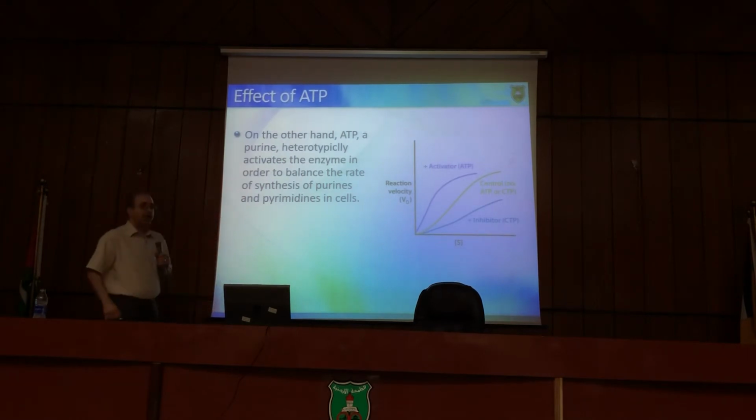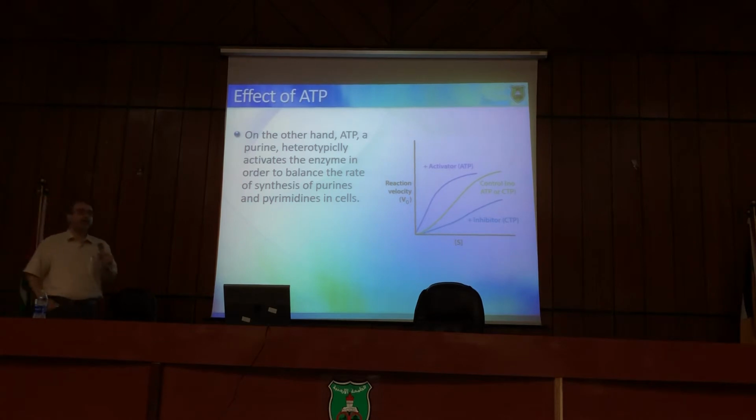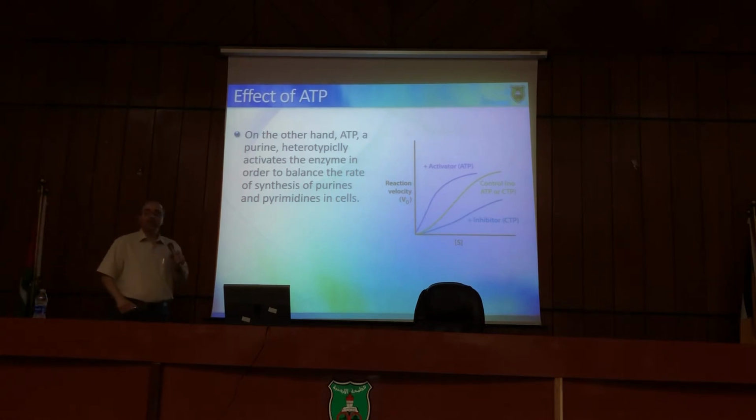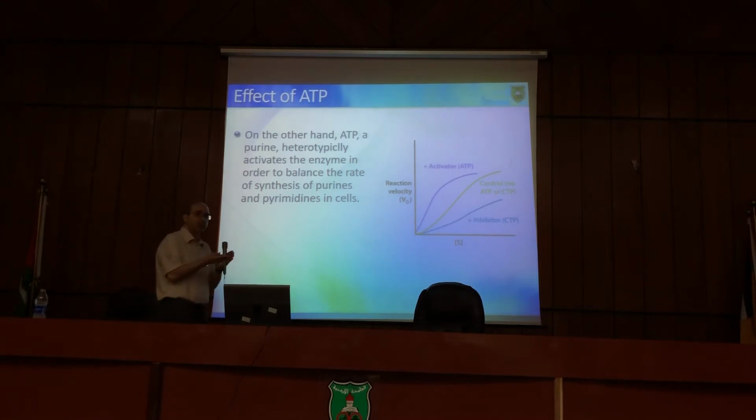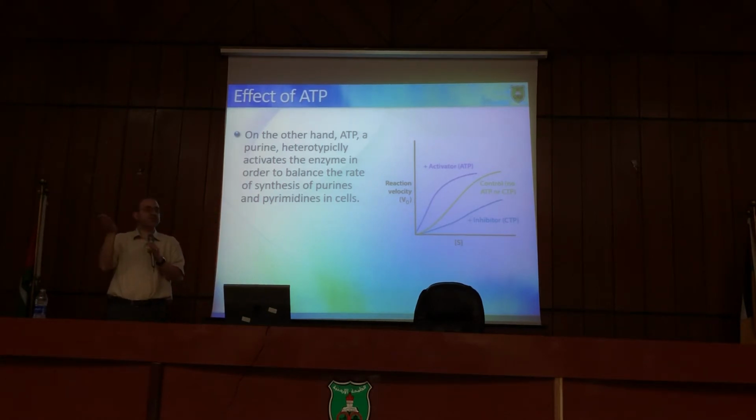Okay. Now, another regulator is ATP. Now, CTP is a pyrimidine, right? You remember that? CTP is a pyrimidine. So there should be a balance between pyrimidines and purines. There should always be a balance between these two. So when the CTP level goes up, it means that its synthesis must slow down. So it binds to the enzyme and decreases its efficiency.